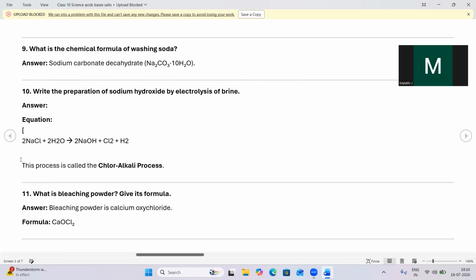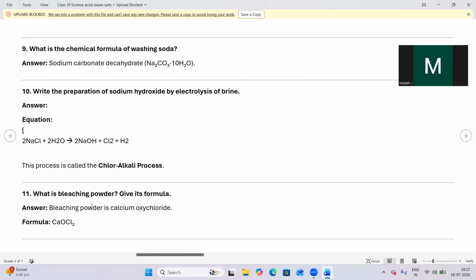Write the preparation of sodium hydroxide by electrolysis of brine solution, that is the chloralkali process. You should write NaCl reacts with H2O, it gives NaOH plus Cl2 plus H2. You have to see the activity we had done, the chloralkali process, that you should write.